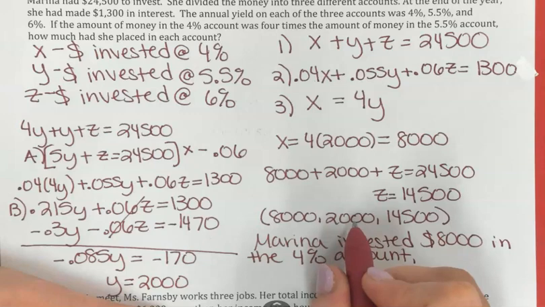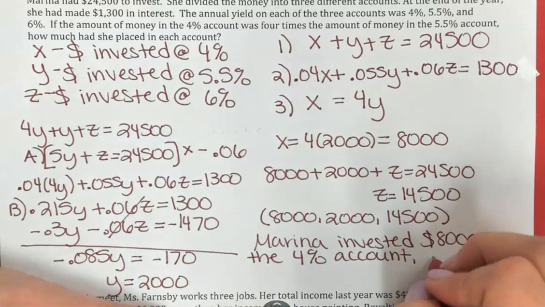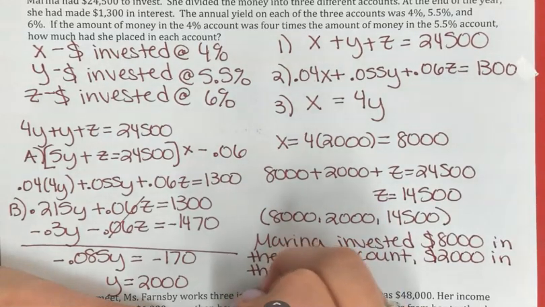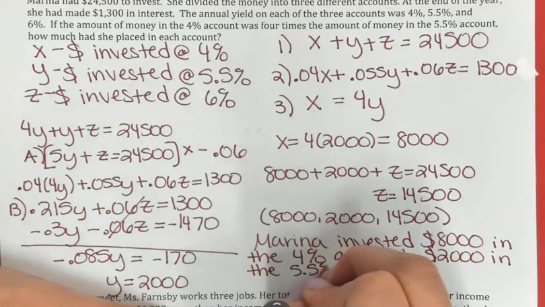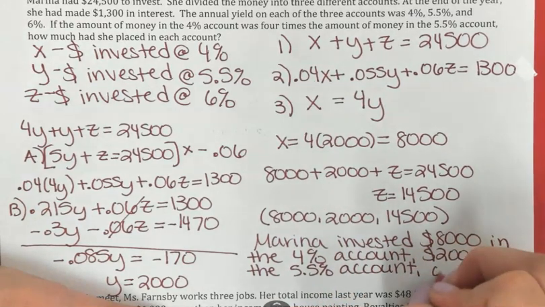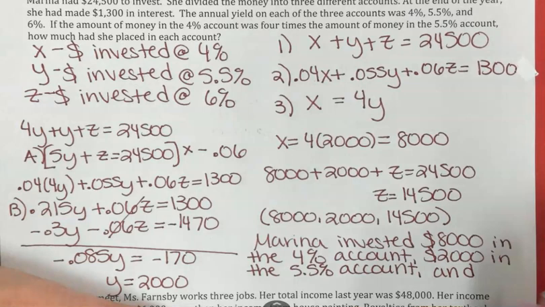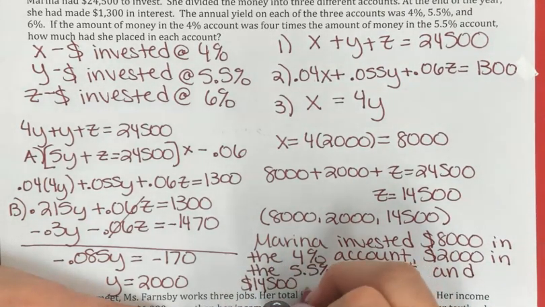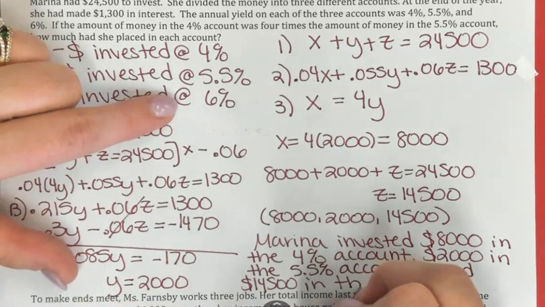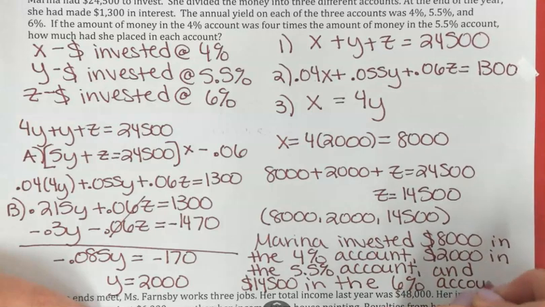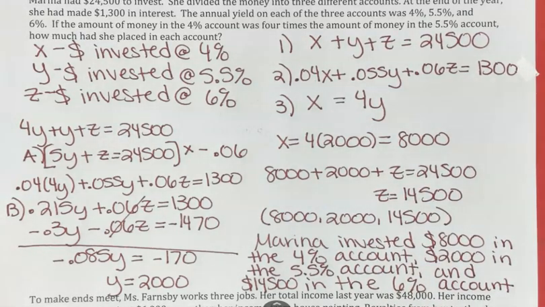Okay, y was 2,000, so she invested $2,000 in the 5.5% account. And lastly, z was 14,500, so she invested $14,500 in the 6% account. So now, once we have defined our variables, our answer is going to have meaning.